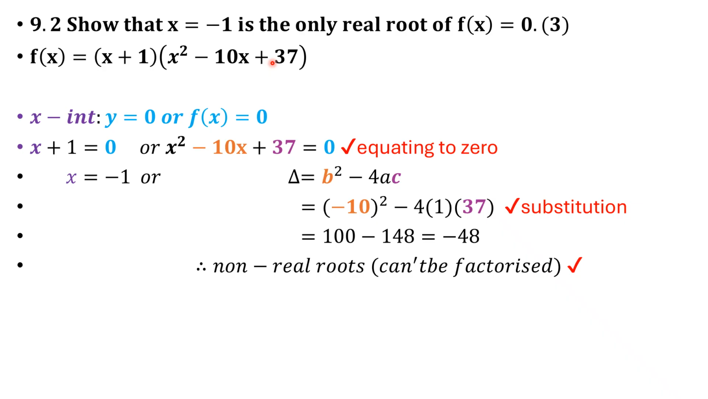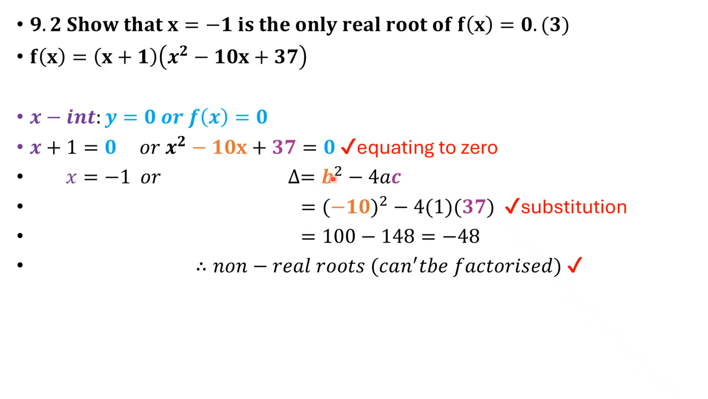Again, to get the x-intercept, because they use the word root, y must equal 0 or f of x equals 0, whichever one you write. So x plus 1 equals 0. If I take plus 1 over, it becomes negative 1. So there's the solution they've given me. We take x squared minus 10x plus 37 equals 0. If there's only one real root, I have to show using the discriminant that this gives me a negative value, which means it has non-real roots. If it has non-real roots, it can't be factorized.